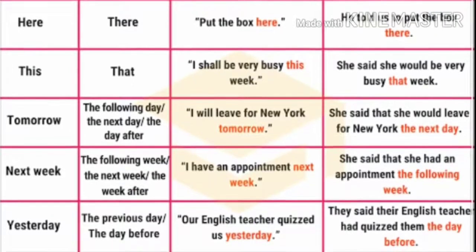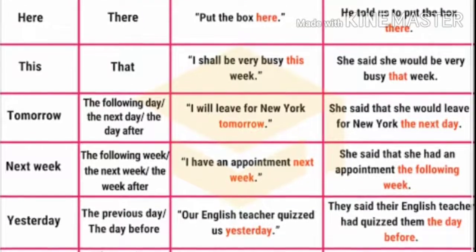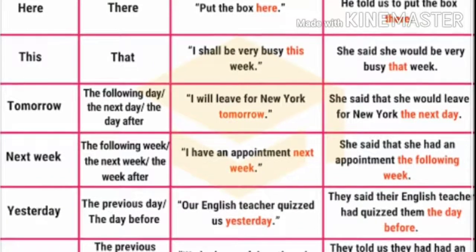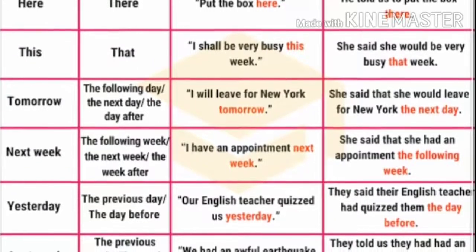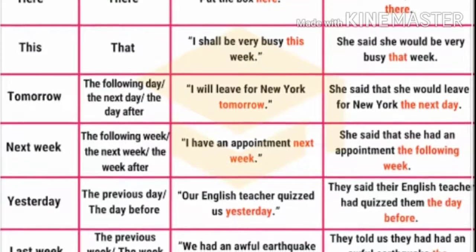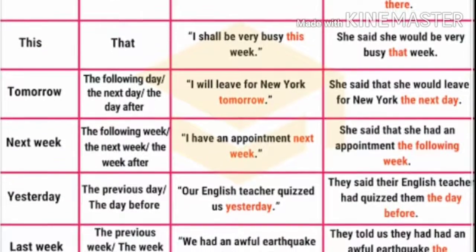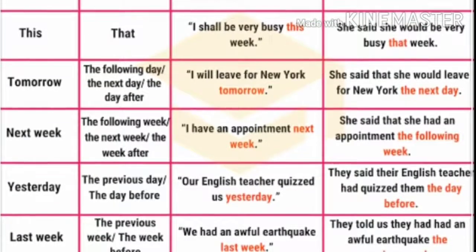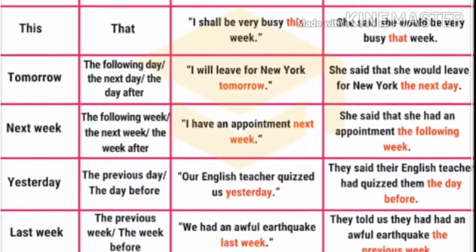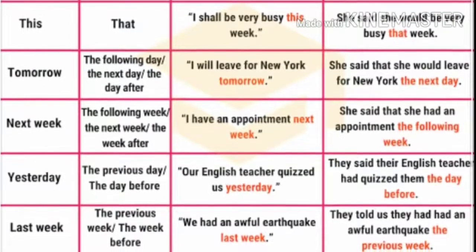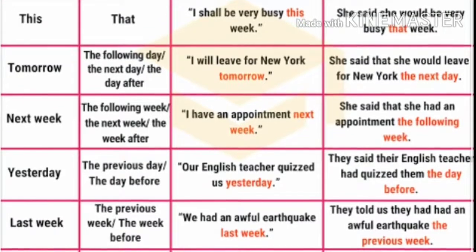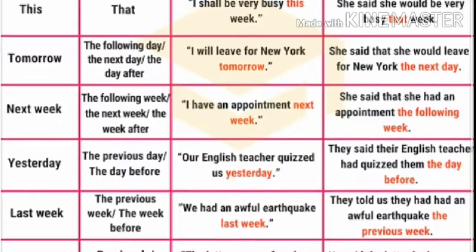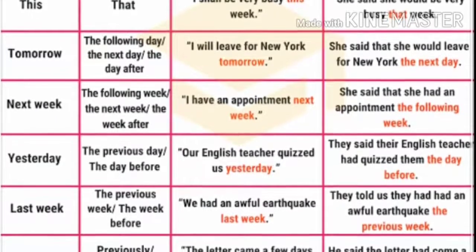Next is yesterday. Yesterday changes to the previous day, the day before. Its example is our English teacher quizzed us yesterday. They said their English teacher had quizzed them the day before. So you must have seen how yesterday is changed to the day before. Next in the sequence, it's given last week. So students, your last week is changed to the previous week, the week before. Alright, let's have a look at the example. It's written here, we had an awful earthquake last week. So its indirect will be, they told us they had an awful earthquake the previous week.